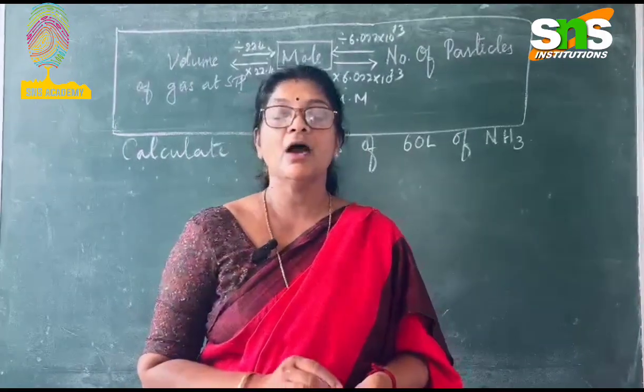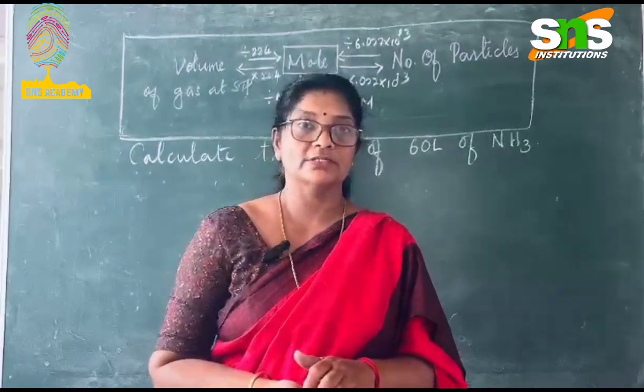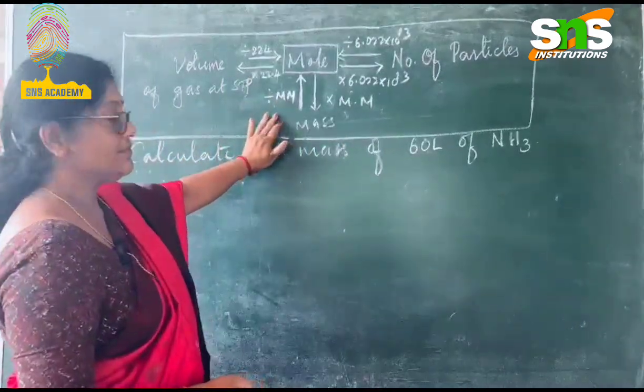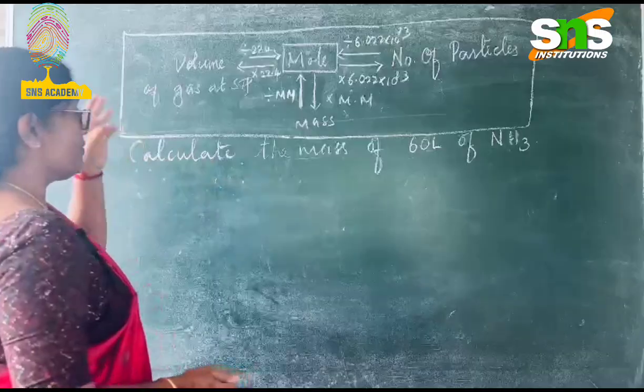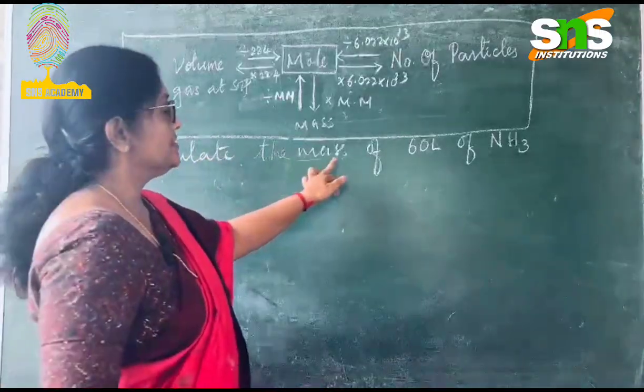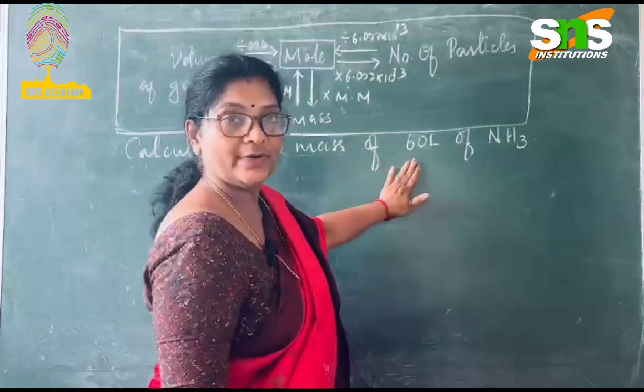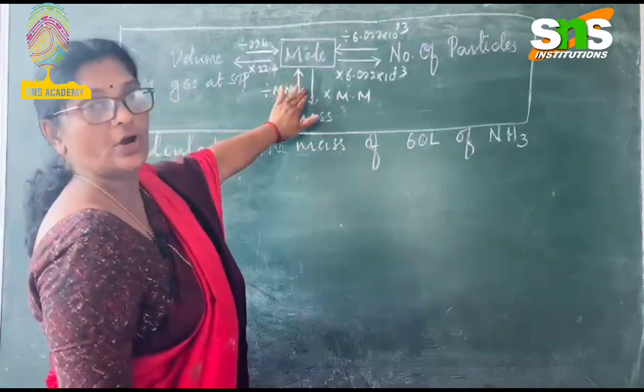Okay children, let us now solve the numericals related to mole concept. You could find the relationship on the board. We are going to make use of this relationship and do the numerical. So the question here is calculate the mass of 60 liter of ammonia. So to calculate the mass of 60 liter of ammonia, let us make use of mole concept.